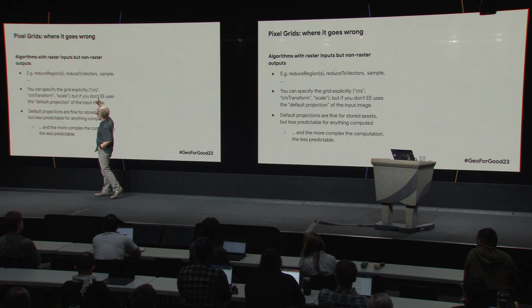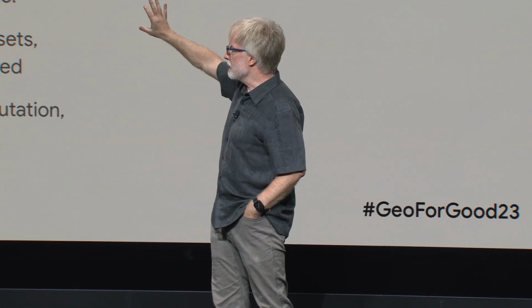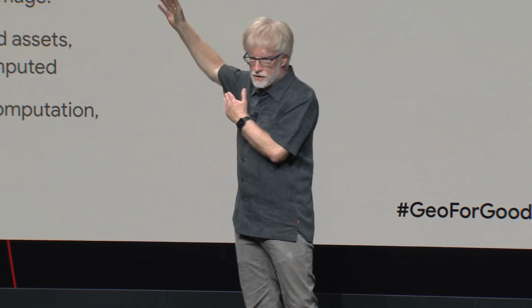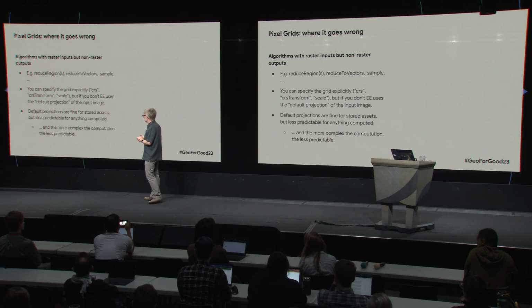The arguments are usually called CRS, transform, and scale. And you don't have to provide all of them. In fact, you don't have to provide any of them. You can leave them all off. And then Earth Engine will use what it thinks is the default projection of the input image, which is great and convenient and all. And if the input was a stored asset, then it's easy to tell what the default projection is. It's the one that it was ingested in. And you can go look in the catalog and see what it is.